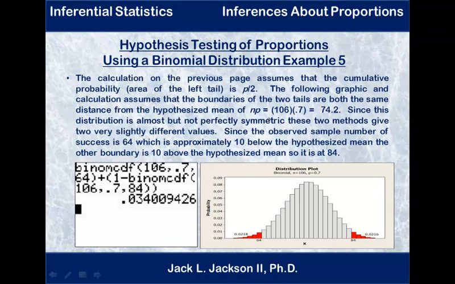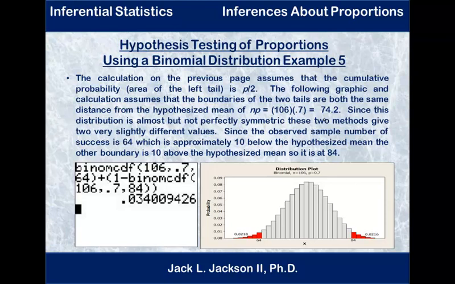So notice what we have, the hypothesized mean is n times p, 0.7 times 106, which is 74.2, about 74. What we found was 64, which is about 10 below the mean. So that means your left tail goes up to 64. Well, where should the right tail go? It should start about the same distance above the mean, 10 above, and then go on up. So it should start at 84 and then go on up to the top, 106.